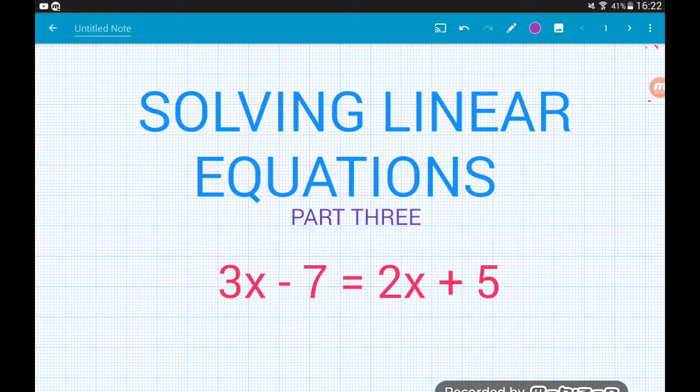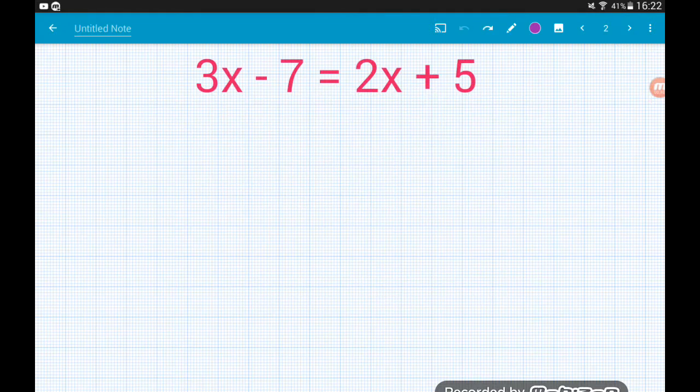So in this video we're specifically looking at questions where we have an x term on both sides of an equation. So let's get cracking. Okay, so example 1, 3x minus 7 equals 2x plus 5. So the aim of the game here is to get the x terms on the same side together and then just the number terms on the other side.